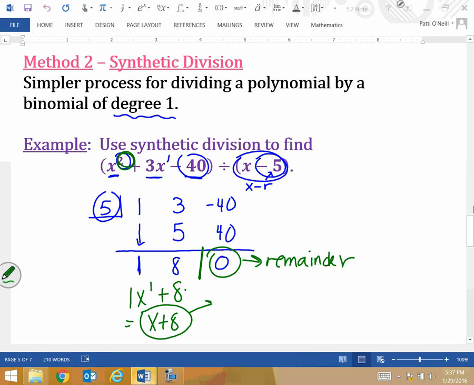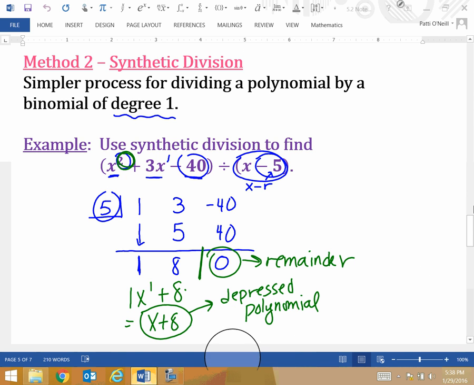This answer right here is not only the quotient, but it's referred to as a depressed polynomial. Not because it's sad, but because it's reduced down in powers. So it starts with a power that's 1 lower than what the original power was. So we depress the powers as we write our answer. This is really quick once you get into it. It takes you literally less than a minute to do all of these types of problems, which is much more preferable than using long division.